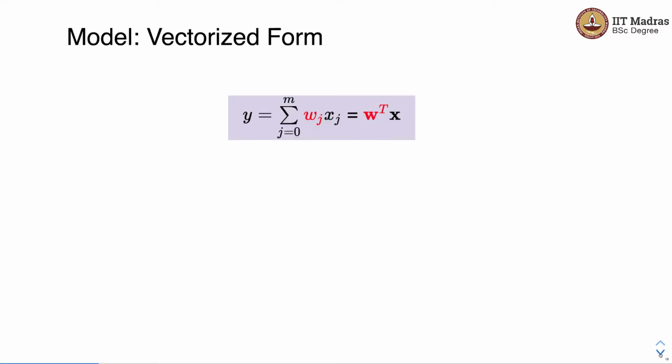In order to perform efficient computations, as we studied in the previous module, we generally tend to write our models, or perform different computations in machine learning, in vectorized form. So our model, which is a linear combination of the features, can be written compactly as a product of two vectors, the weight vector and the feature vector. So we can write it as W transpose X.